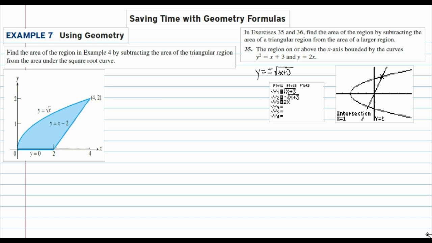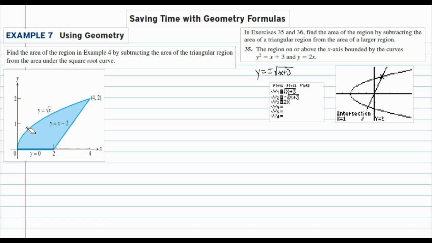So we're going to find the area of the region in example 4 by subtracting the area of the triangular region from the area under the square root curve. Okay, so first of all, let's just pretend it just said find the area and not giving us any hints on how to do this. Well, I'm looking for the area of this shape, which is odd.